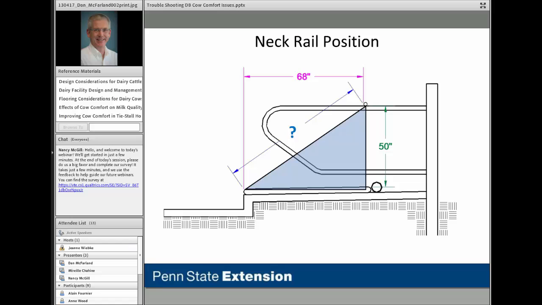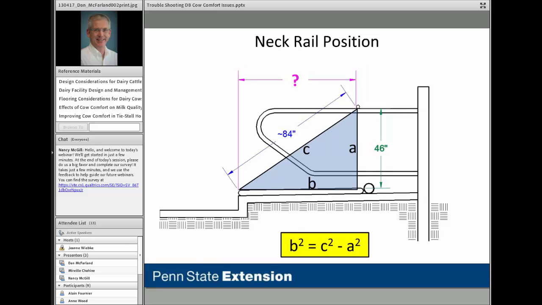A quick check to do is to measure diagonally from the cow side of the neck rail to the rear of the cushion portion of the stall. In this case, where the neck rail is 50 inches high and 68 inches ahead of the rear cushion of the stall, these are very common dimensions for large breed Holsteins. Then using the Pythagorean theorem, we can figure that diagonal out as 84 inches or 7 feet. And this is a good quick check to go into a barn and check to see if that neck rail position is in place. And relatively, this can work pretty well.